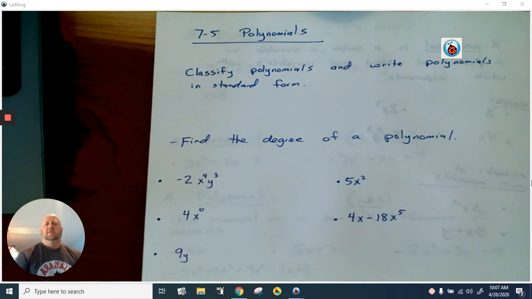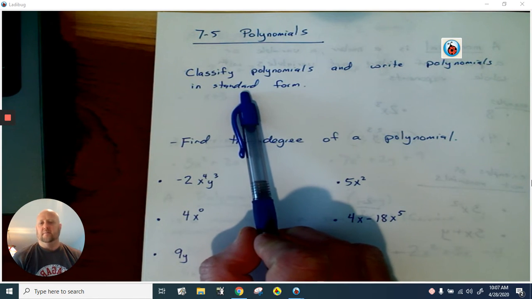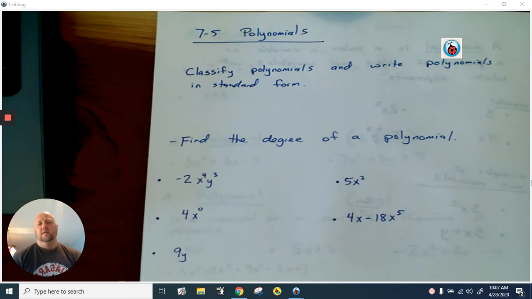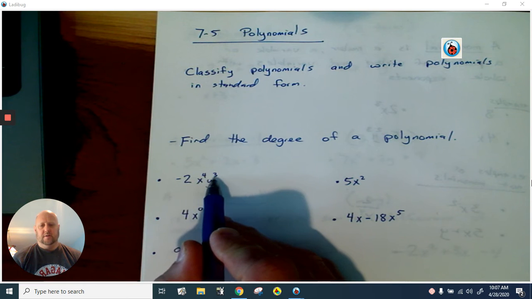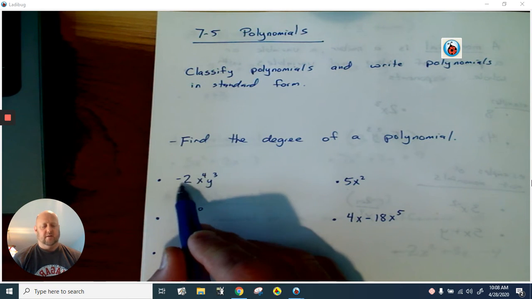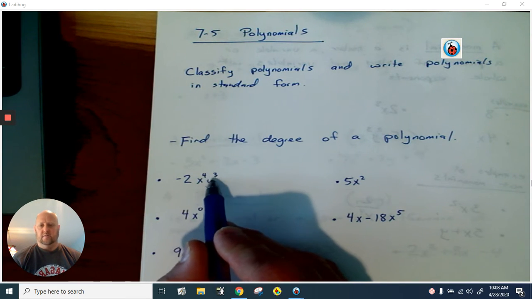Okay. So section 5 is about what we call polynomials. The goal today is going to be to classify polynomials and write them in standard form. So the first thing we want to talk about is the degree of a polynomial. Basically what we do is we simply concentrate on the exponents. We don't really care what the numbers are, or the coefficients, what we call those, in front. All we are concerned with are the exponents.